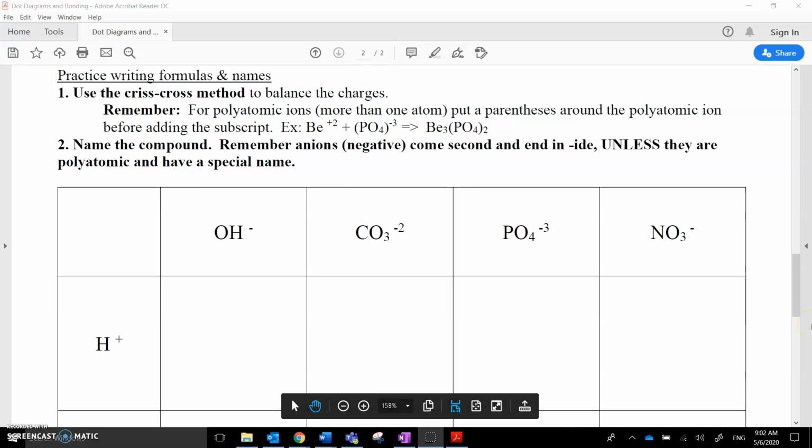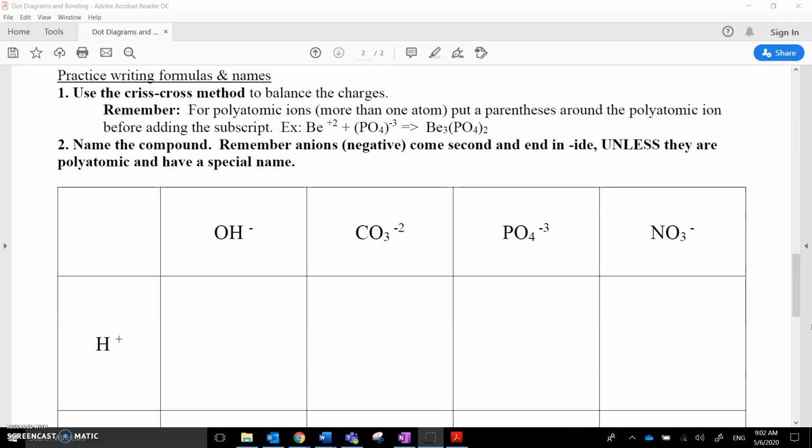So in order to be able to write our chemical equations, we have to be able to write chemical formulas. And we actually all learned how to do this in December, but that was a really long time ago, so I want to do a refresher method. When we write chemical formulas, we have to make sure that the charges balance.